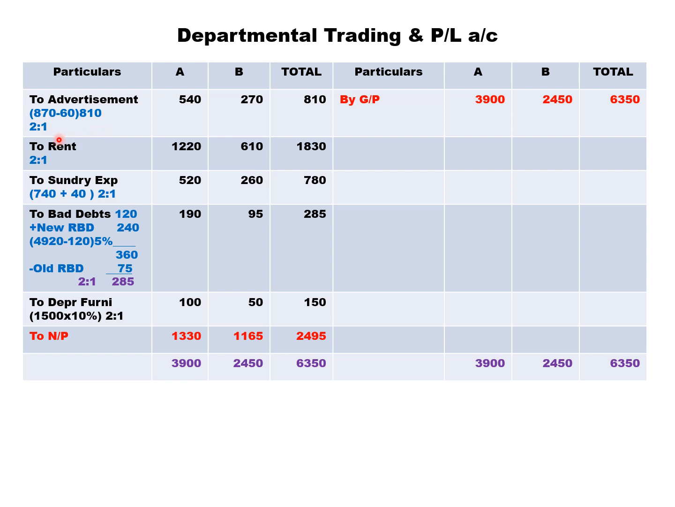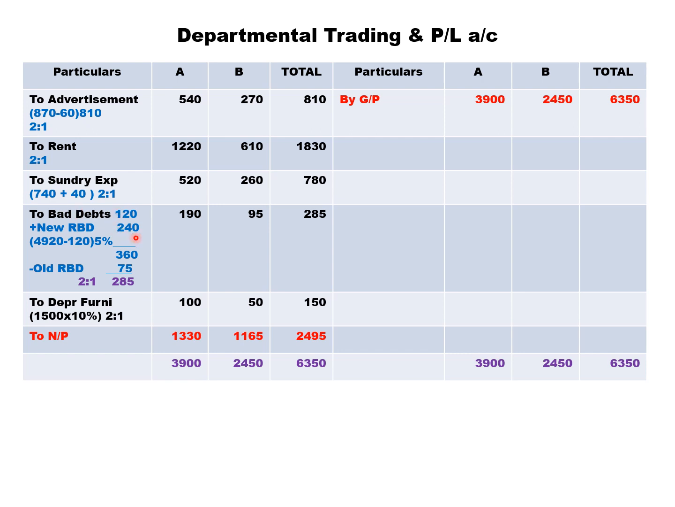So 810 is to be distributed in 2:1. So 60 you remove it because 60 is not considered as an expense. It is considered as an asset. I mean stock. Then rent distribute in 2:1. Sundry expenses distribute in 2:1. There are two sundry expenses. One given in the trial balance and other given in the adjustment as outstanding. So both you should take and distribute.